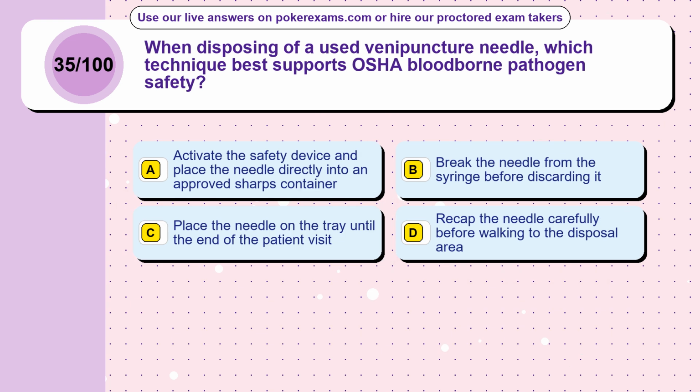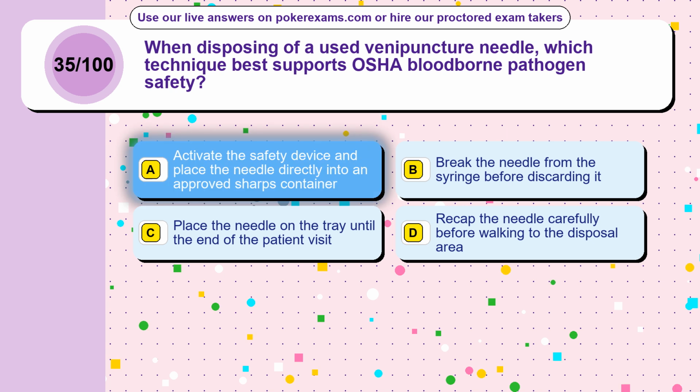Question 35. When disposing of a used venipuncture needle, which technique best supports OSHA bloodborne pathogen safety? Option A. Activate the safety device and place the needle directly into an approved sharps container. Option B. Break the needle from the syringe before discarding it. Option C. Place the needle on the tray until the end of the patient visit. Option D. Recap the needle carefully before walking to the disposal area. The correct answer is option A.